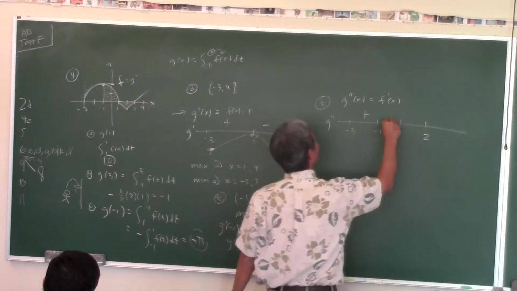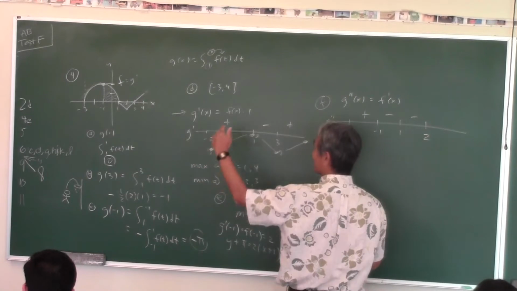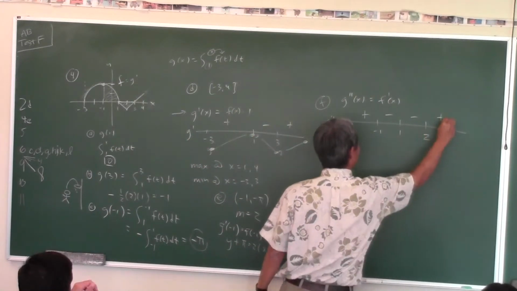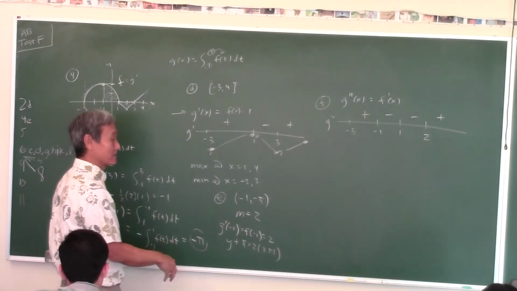Between -1 and 1, it's going downhill. The slopes are negative. Between 1 and 2, it's still going downhill, negative. Between 2 and 4, uphill, positive. That's how you figure out the signs. Is the graph going uphill or downhill? That's all you gotta ask yourself.